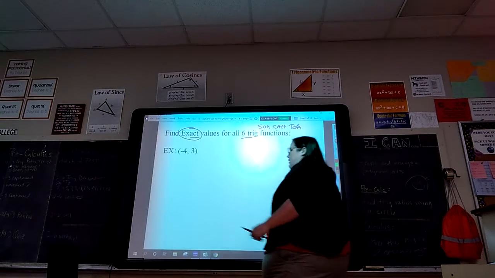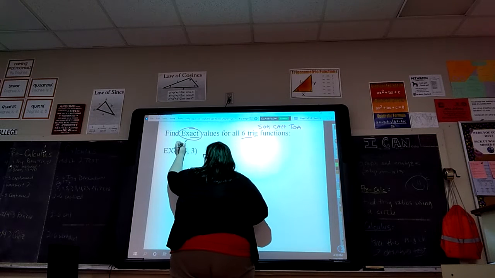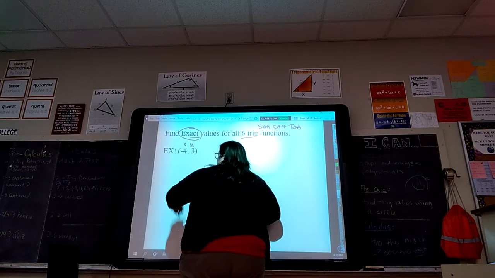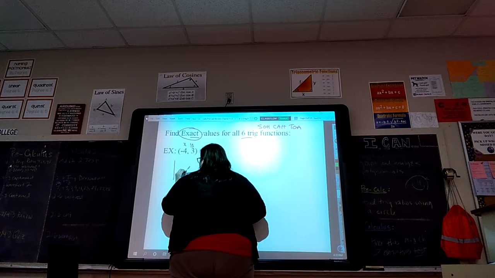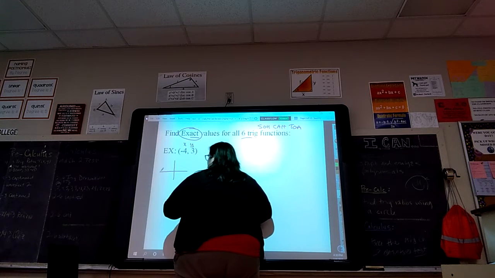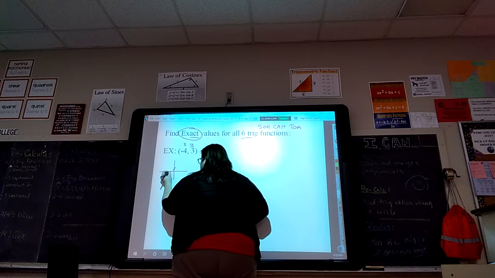So here's our original x and y coordinate pair. So we have x and y. So I am going to try to sketch it a little bit. So imagine if we plotted this point. So we've done that way in the past. It's been a little bit, but -4, 3 would be something like that.